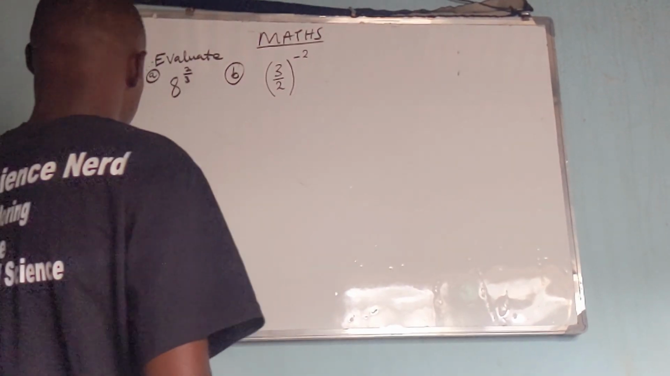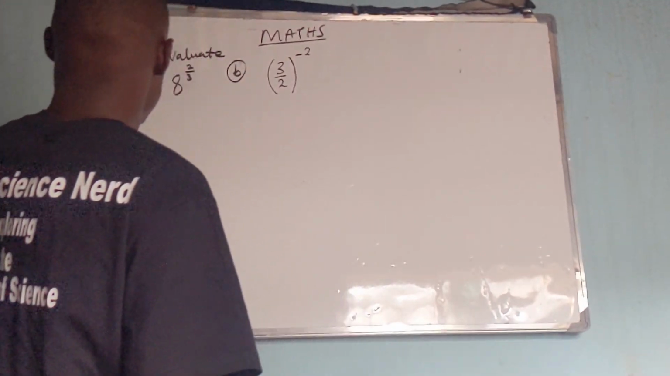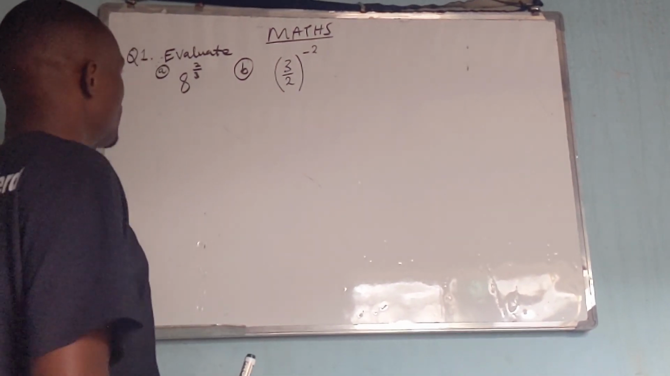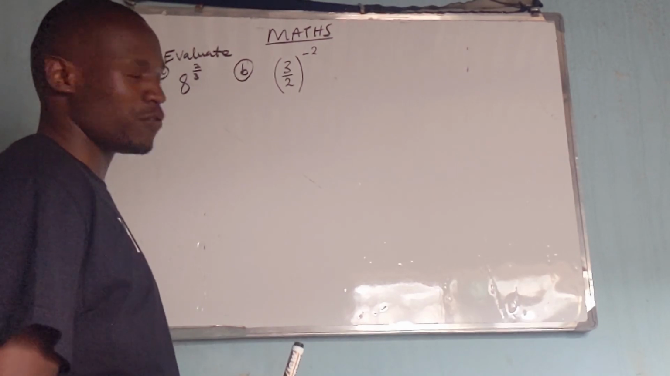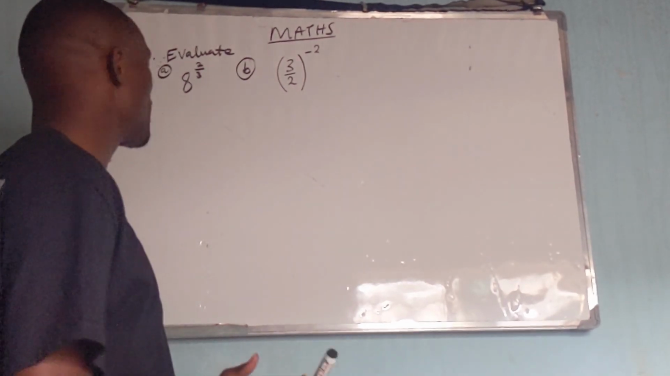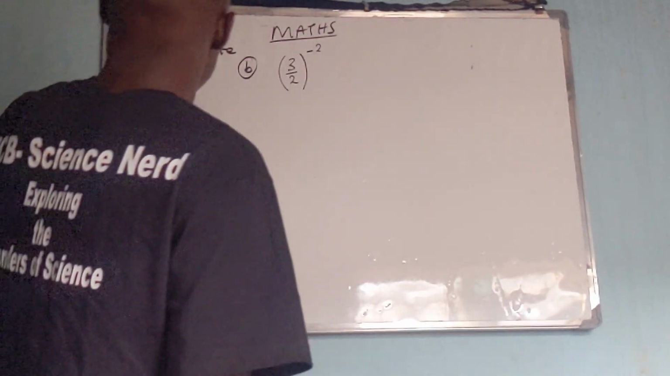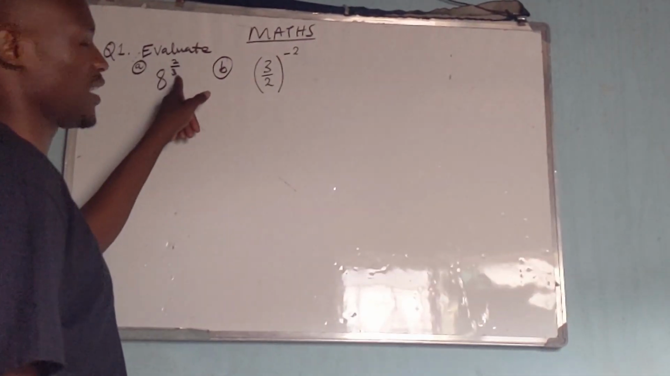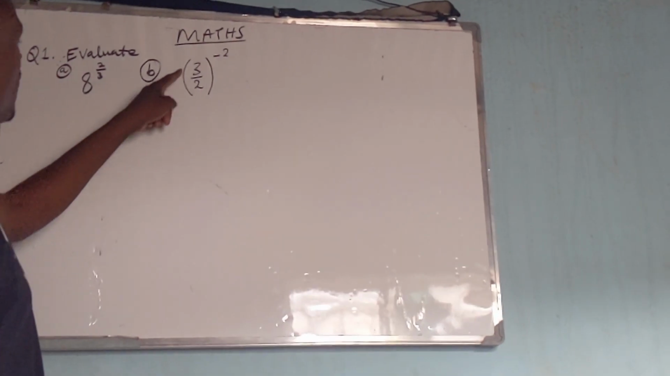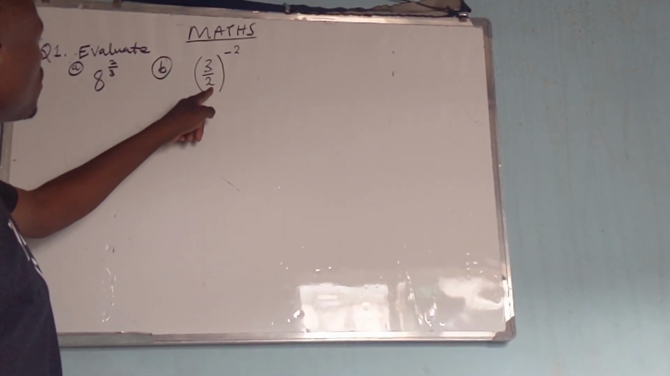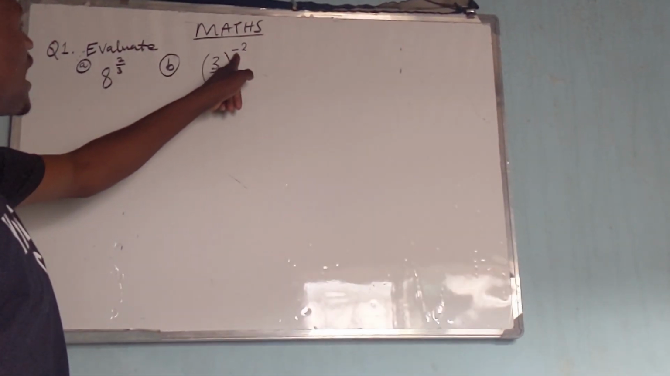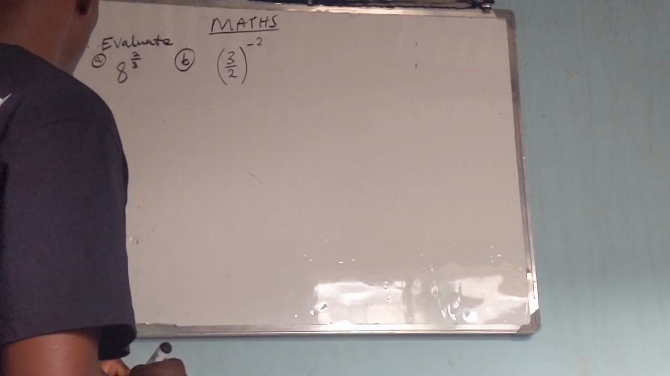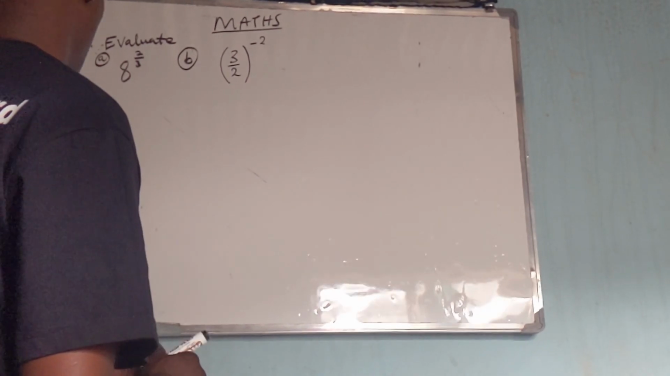The first question says, evaluate. To evaluate is to find the value of. The first one is 8 to the power of 2 over 3. The second one is 3 over 2 raised to the power negative 2. Okay, let's go ahead and deal with number 1.